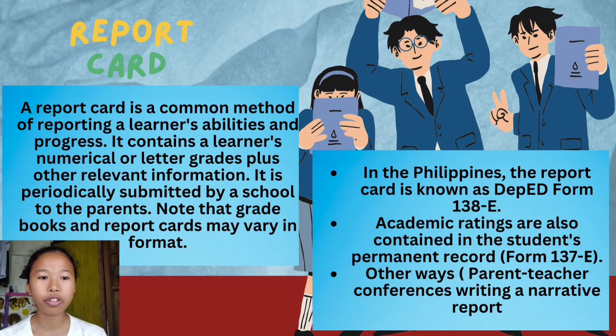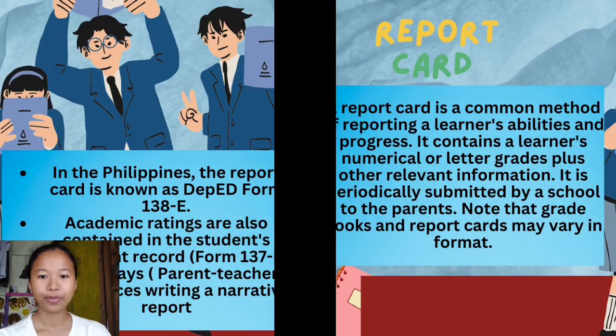It contains the rating per grading period and the final rating of each learning area. It also contains an attendance record. Yes, nandun po siya. If meron po kayong absent, makikita po doon. And a report on the learner's observed values. Just like what I said earlier, makikita po doon yung mga ka-Diyos, mga tama, your values. Academic ratings are also contained in the student's permanent record or tinatawag din natin Form 137E.